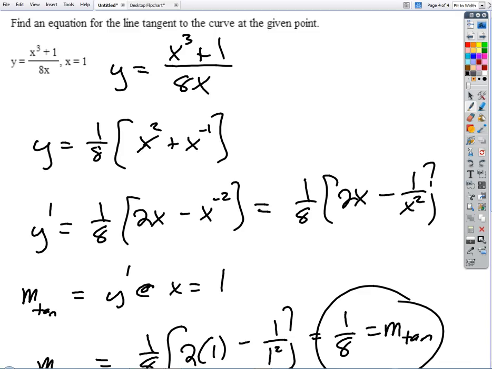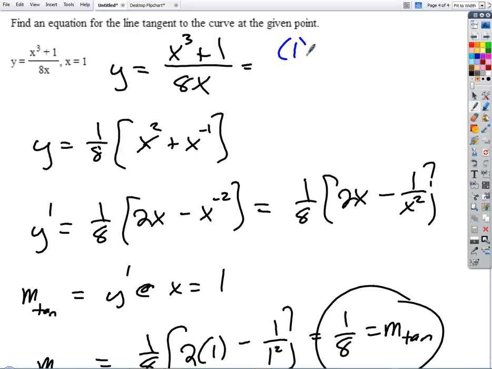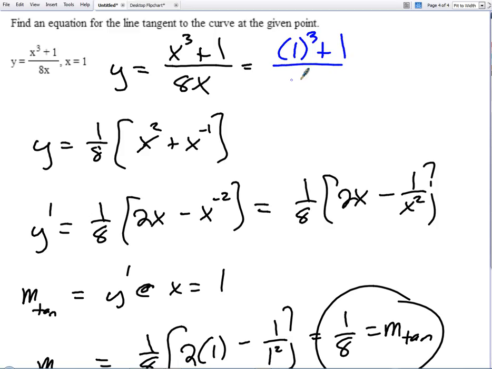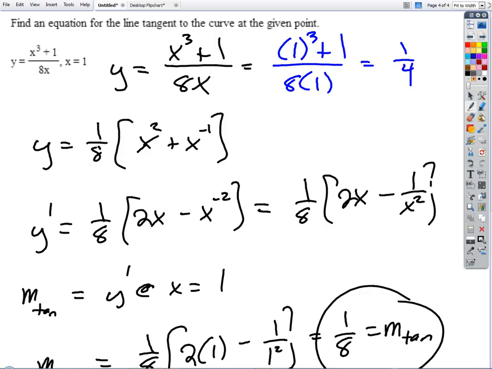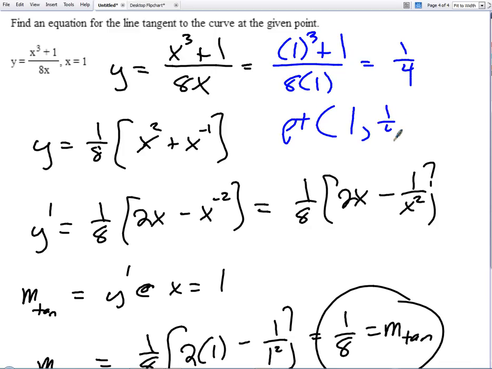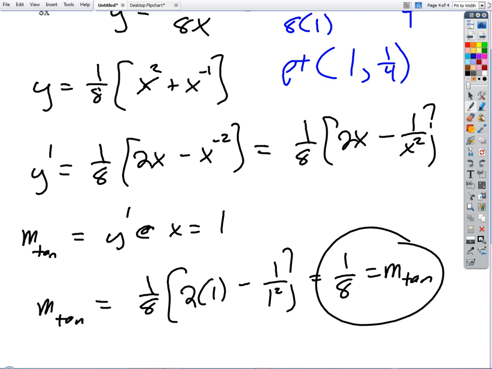Good. I'll evaluate the original function at 1. So that's going to be 1 cubed plus 1 over 8 times 1. What does that give us? 2 over 8? 1/4? So that means that my point is (1, 1/4), and my slope is 1/8, right?